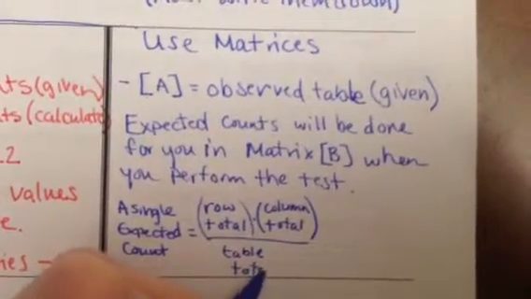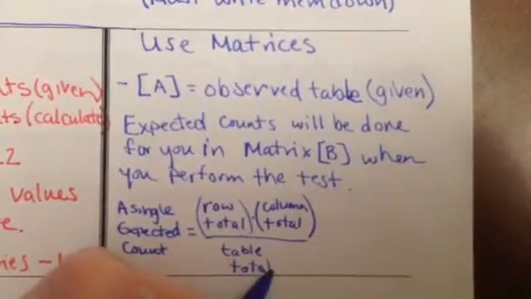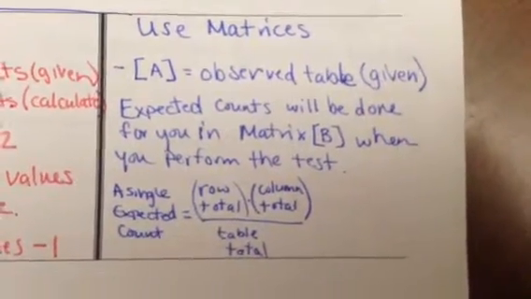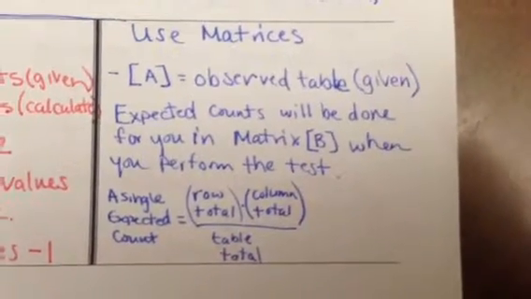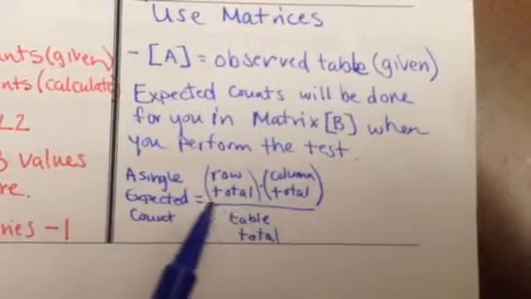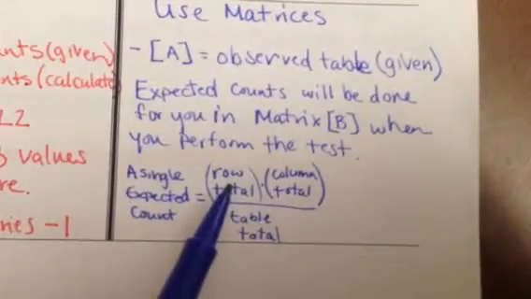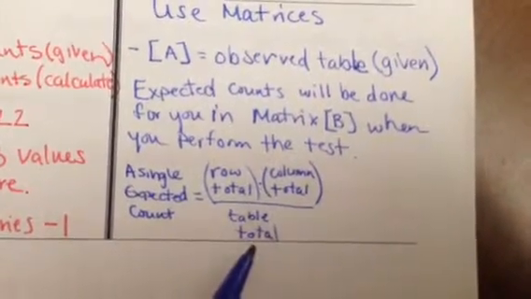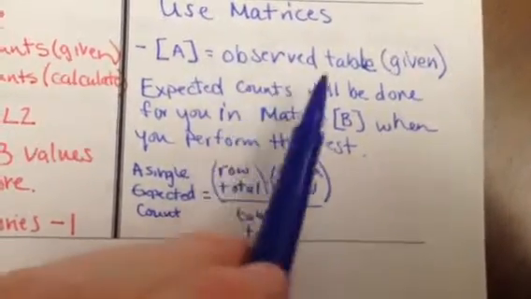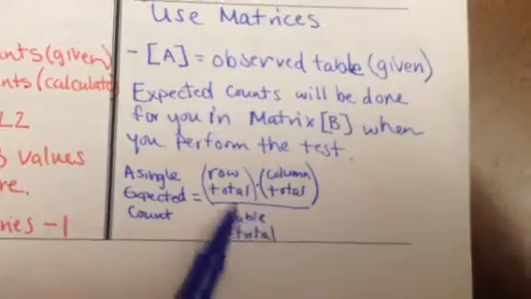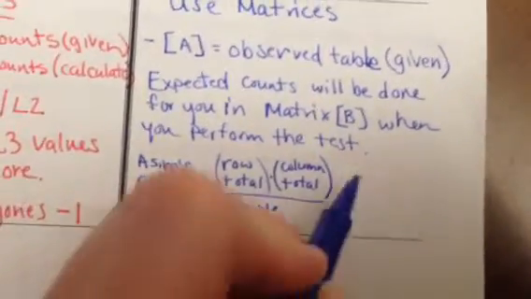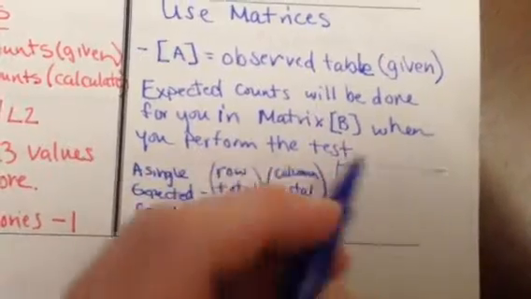I sort of rushed through this last class, and I think it's an important thing that you have in your repertoire of formulas. I've seen a multiple choice question that just asks for a single one. So row total times column total divided by table total will give you each individual one. But if you need every single one of them, just go ahead and do it in matrix B. It does this formula for all of them in an instant.